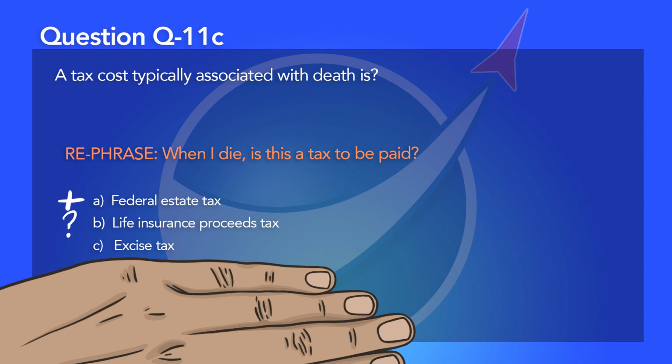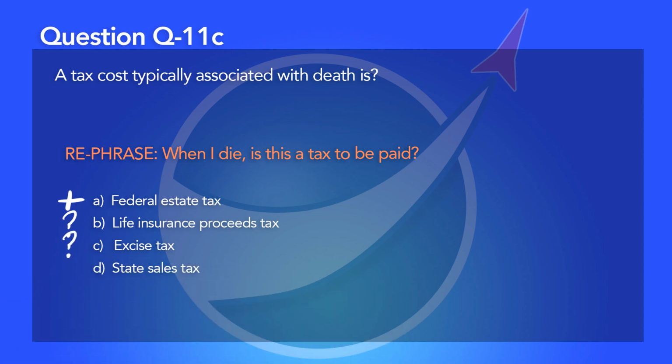So now we look at choice C by sliding my hand down again. Excise tax. I do not have a clue what excise tax is. That one absolutely gets a question mark. Now I slide my hand down again and I reveal choice D. It says state sales tax. Sales tax? What's being sold when I die? That's a minus sign or a question mark.